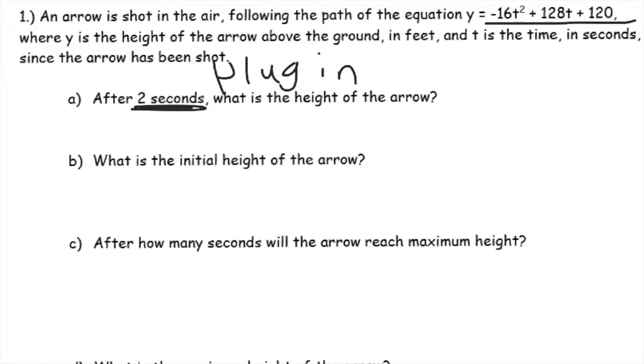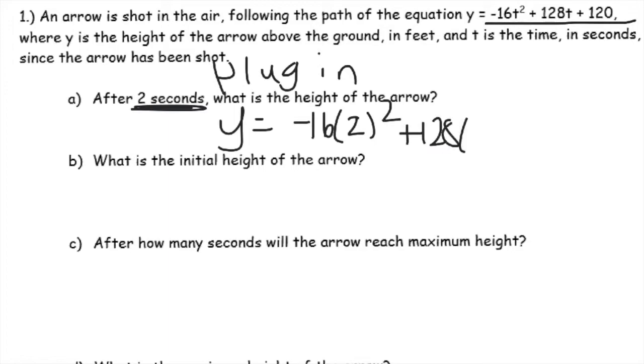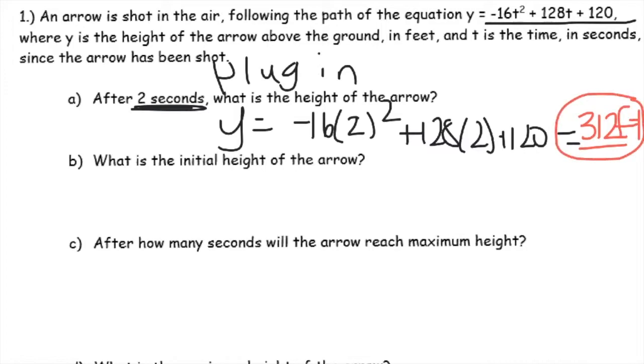So my height is equal to negative 16 times 2 squared plus 128 times 2 plus 120. And one second, we'll get that answer. I got 312 feet. So after 2 seconds, we will be at 312 feet above the ground. Hopefully that makes sense. Just plug it in your calc.